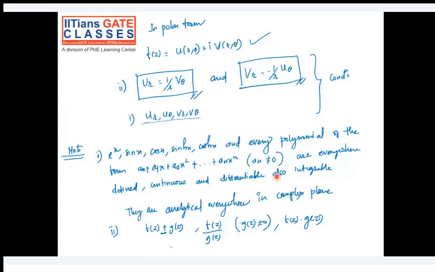Okay. So till now we studied in the continuity and differentiability chapter, that is basic calculus, that exponential functions, trigonometric functions, hyperbolic functions, and algebraic functions are continuous and differentiable everywhere. Hence, we can say they are also analytical functions in the complex plane. They are analytical everywhere in the complex plane.